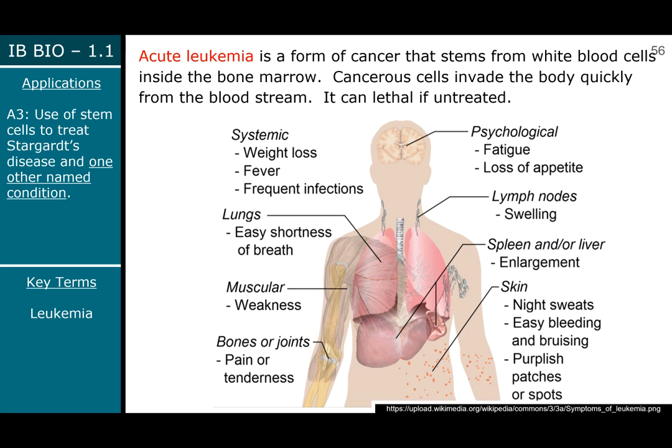And those cells invade pretty much everywhere. So symptoms include weight loss, fever, and frequent infections because your white blood cells, you might think you would have a super immune system if you have leukemia because you've got white blood cells everywhere, but they're not doing their job. So in addition to multiplying out of control, they're also not doing their job. So you get sick frequently because you basically have a bunch of immune cells that aren't doing their job. Lots of different really nasty symptoms.